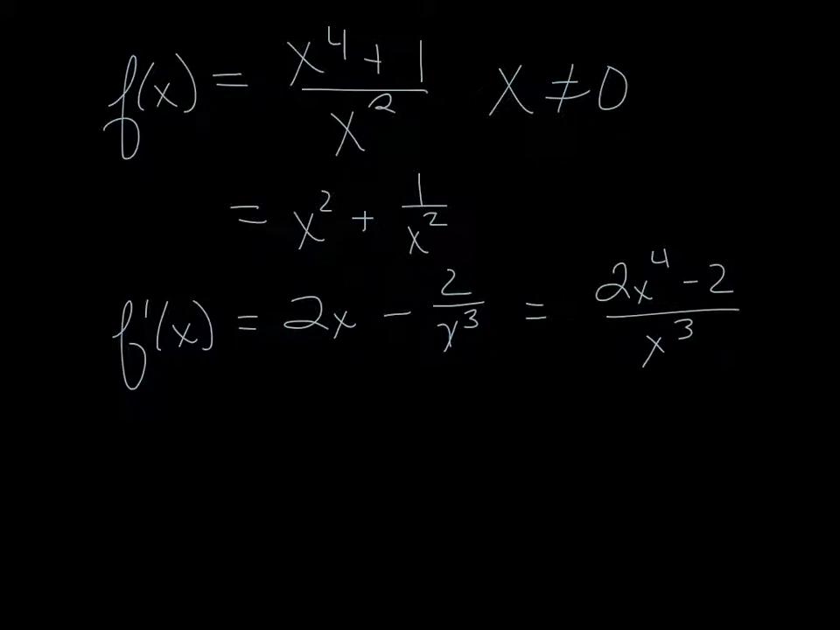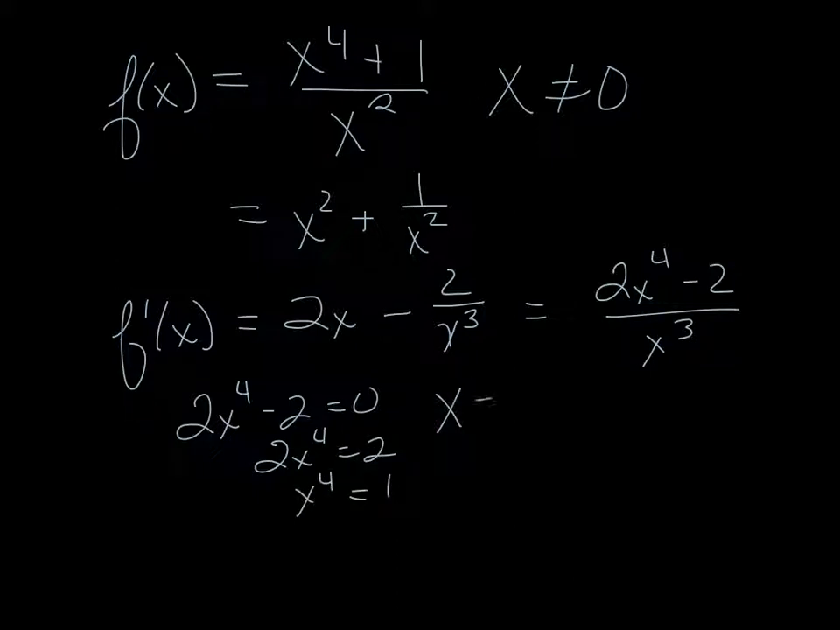So let's think about what my critical numbers are. We set the numerator equal to 0. So 2x to the 4th equals 2. X to the 4th equals 1. So what is x? Plus or minus 1.